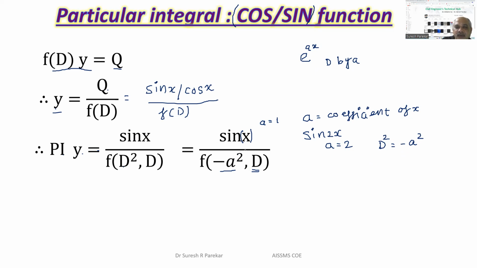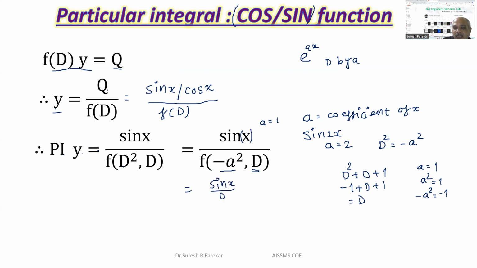Suppose we consider this problem, where we have D square plus D plus 1. Then a is equal to 1, so a square is also 1, and minus a square is minus 1. So it becomes minus 1 plus D plus 1, and we get only D. So the function becomes sine x upon D.